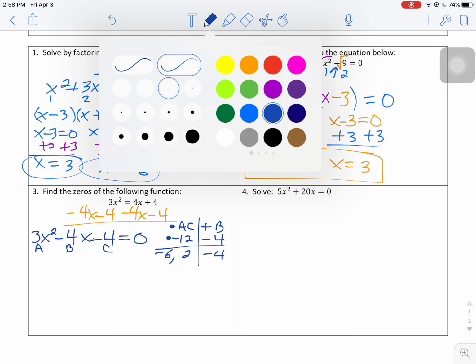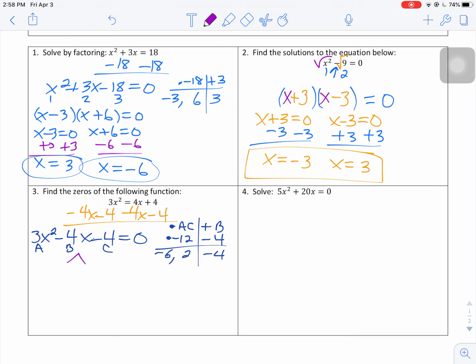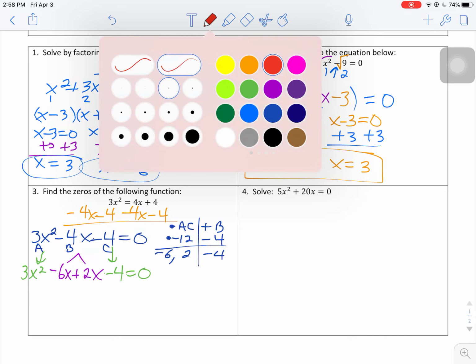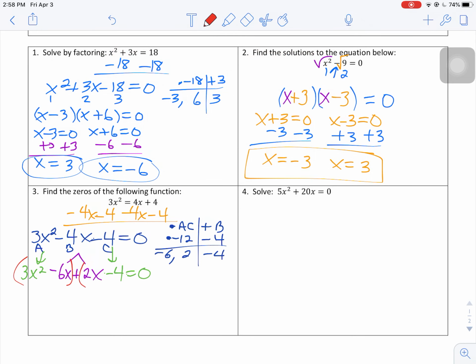So we want to use those two numbers that worked to split our middle x term. So -4x is getting split into -6x and 2x. Then we're going to slide down the 3x squared in the front, slide down the -4 in the back, and then let's drag down that equals 0 so we don't forget that we're solving an equation. Now we want to group the first two terms in parentheses and group the second two terms in parentheses and do factor by grouping. So in my first set of parentheses, I have a GCF of 3x. Leftovers would be x minus 2.